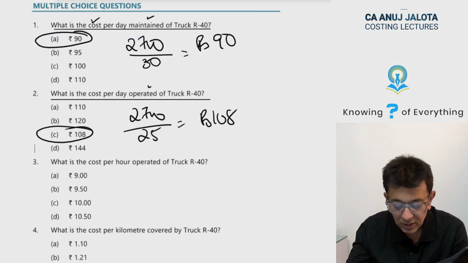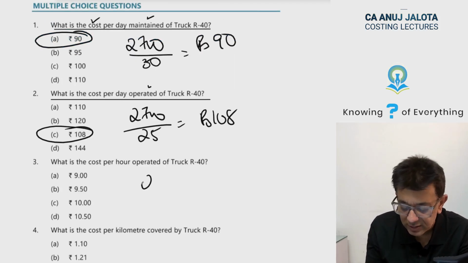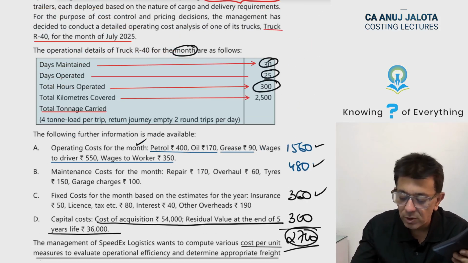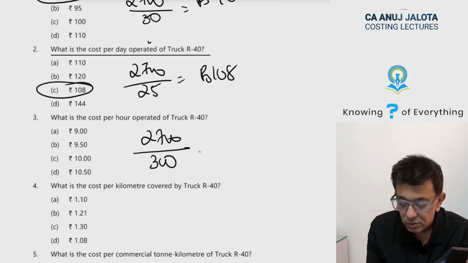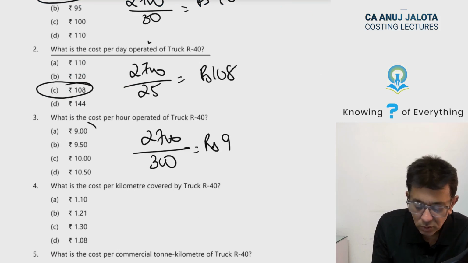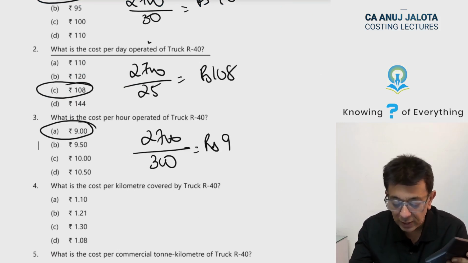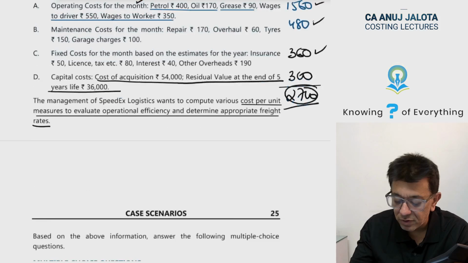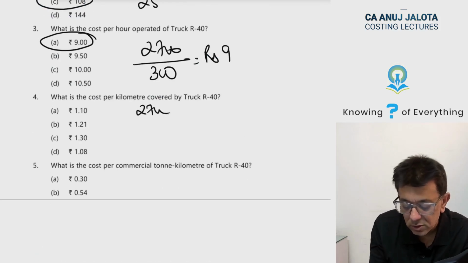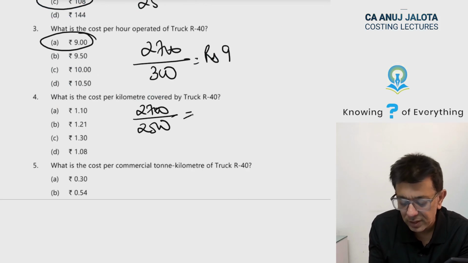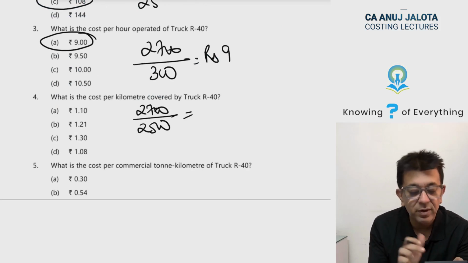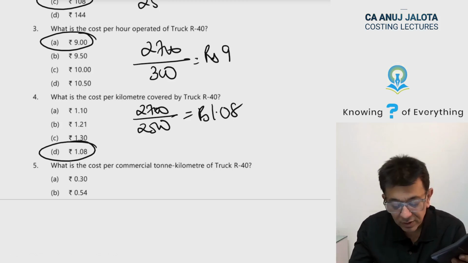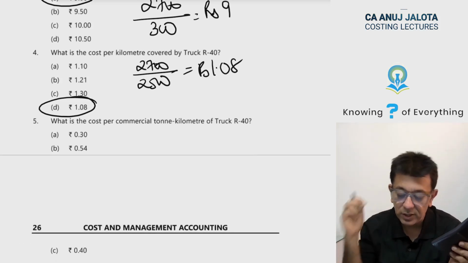Further, what is the cost per hour operated of truck R40? See, 2700 is the total cost. They want cost per hour. So the number of hours in a month is 300. So this will be rupees 9. Further, what is the cost per kilometer covered by truck R40? For that we require the number of kilometers, 2500. So cost is 2700, number of kilometers is 2500. So 27 divided by 25 is 1.08.